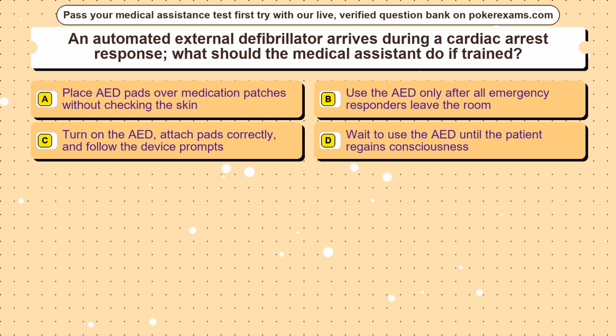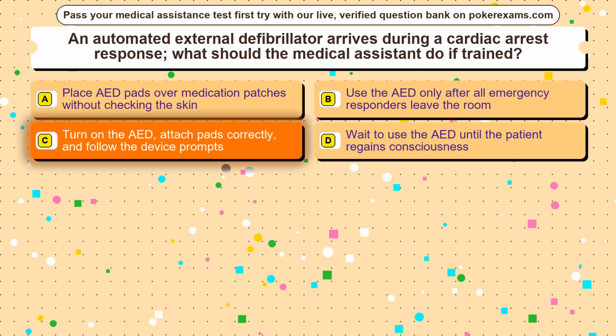Question 26. An automated external defibrillator arrives during a cardiac arrest response. What should the medical assistant do if trained? Option A. Place AED pads over medication patches without checking the skin. Option B. Use the AED only after all emergency responders leave the room. Option C. Turn on the AED, attach pads correctly, and follow the device prompts. Option D. Wait to use the AED until the patient regains consciousness.